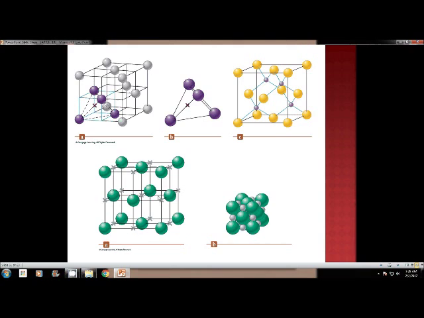The picture down below is a very common picture that we see. It's sodium chloride, where the X's in picture A show where the sodium atoms will fit in to fill in those spaces.